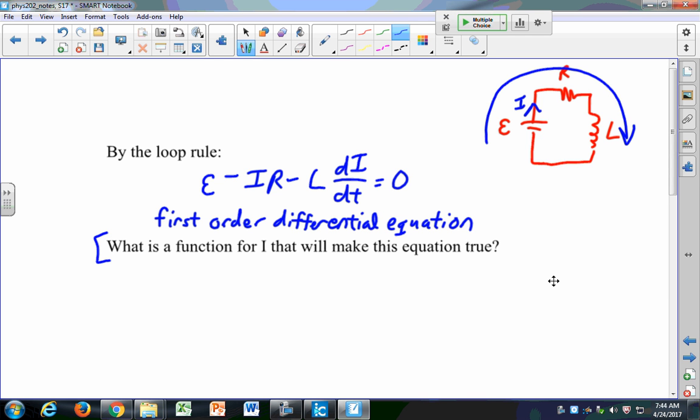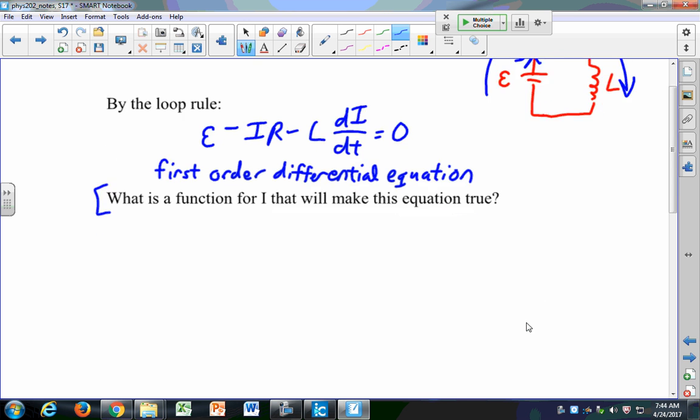So I have this equation, and I want to find a function for I. Notice I have I here, and I have di/dt here. I want to find a function for I that will make this equation equal to 0. Now, the function that makes this equal to 0 is this: I is equal to E over R times 1 minus e to the minus Rt over L. I'll show you how that works, and we'll plug that into that differential equation and show that it does in fact solve that equation and make it all equal to 0.